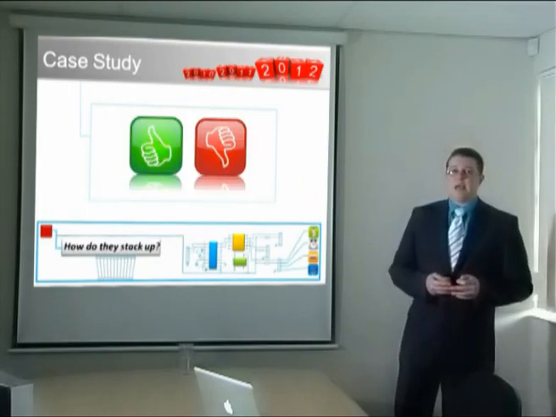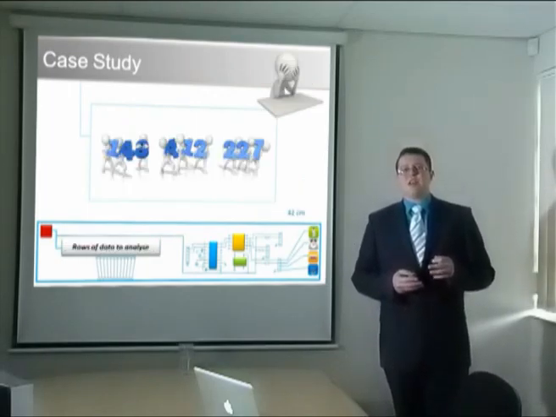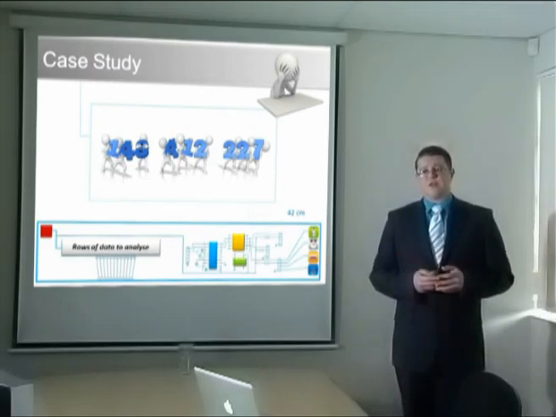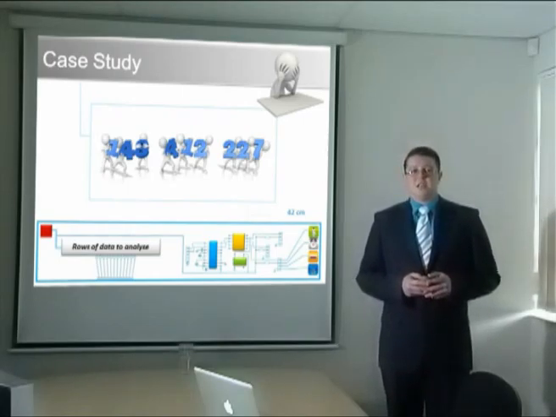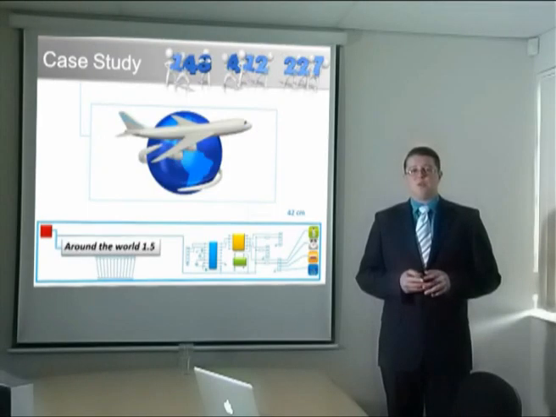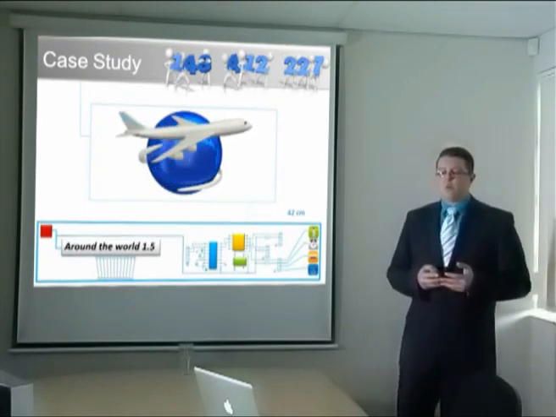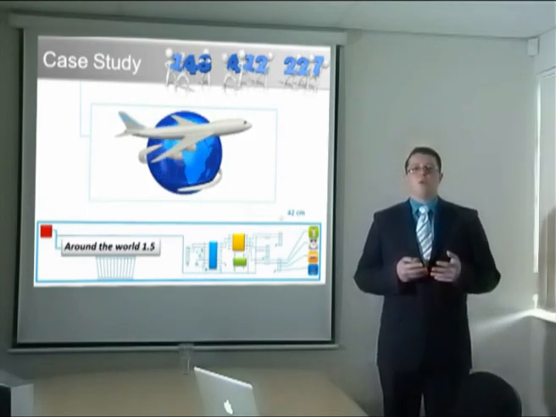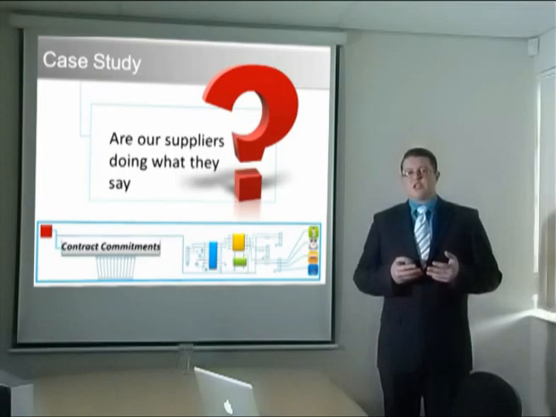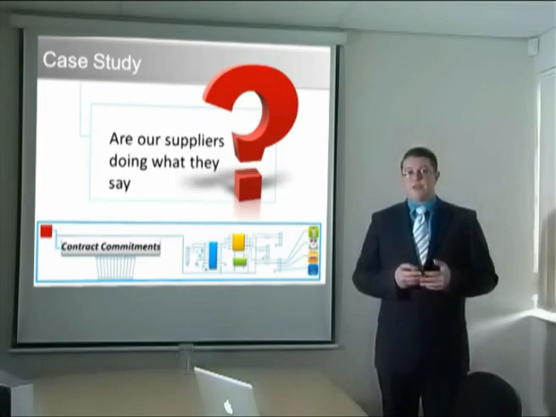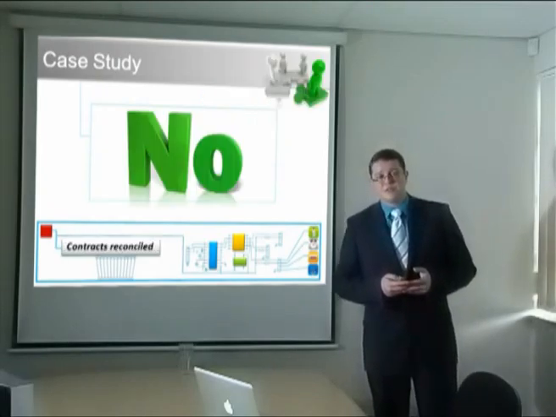So for this, we had to analyze 148 million rows of information, each row of information being approximately 42 centimeters in length. When stacked side by side, this would take us around the world 1.5 times. So with this wealth of information, we were thereby able to determine whether or not the supplier was doing what they were contractually committed to do. And were they? No. In actual fact, they weren't.